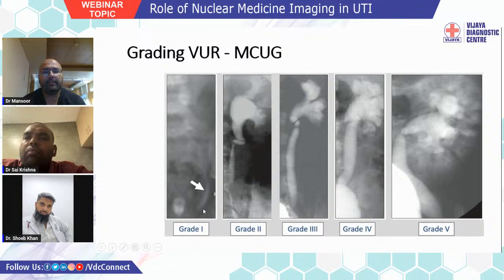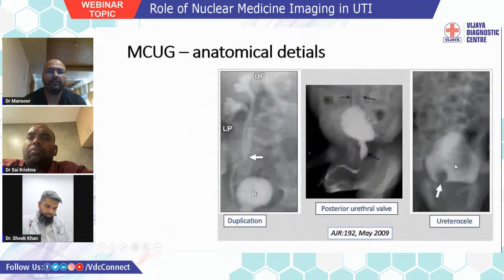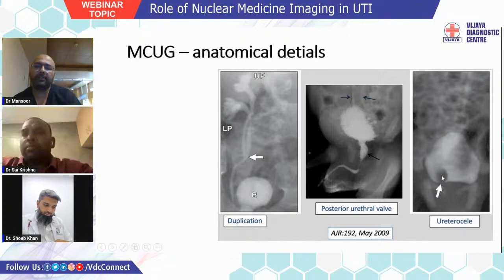This is how the grading of reflux is. If reflux is into the lower ureter, it is grade 1, all the way up to the pelvic calyceal system is grade 2, and if there is blunting of fornices, it's called grade 3. This is significant dilatation, and if it is highly dilated and tortuous with intrarenal reflux, then it is grade 5. And you can see that there is duplication there, and then the very thin curvilinear opacity in the membranous urethra with posterior urethral valve, or if there is a filling defect in the bladder, this is a ureterocele.